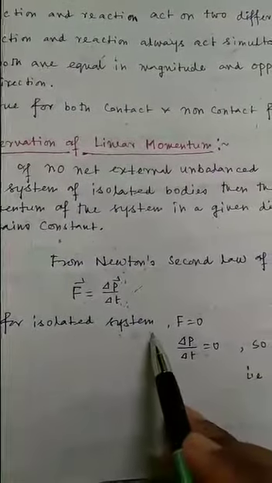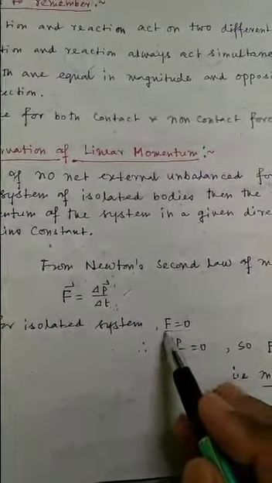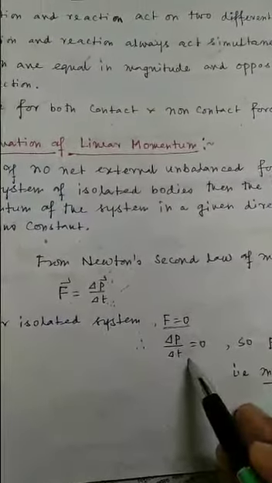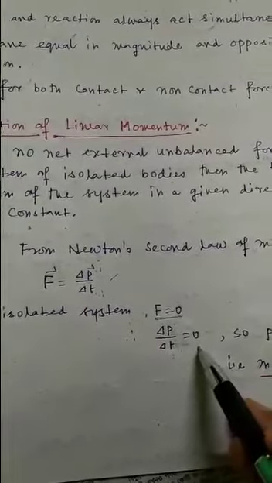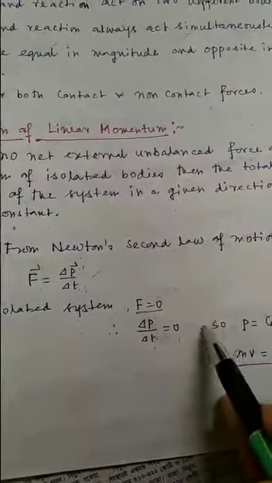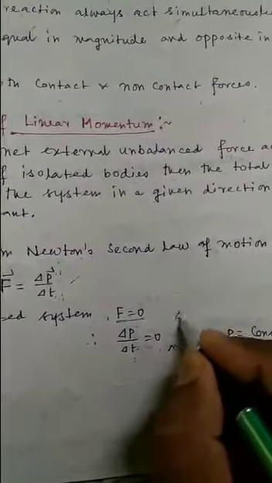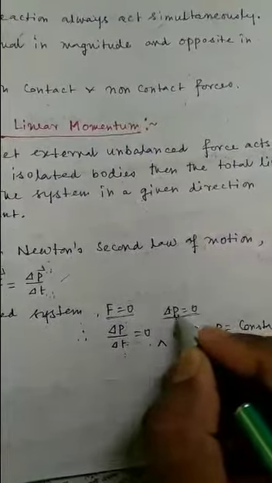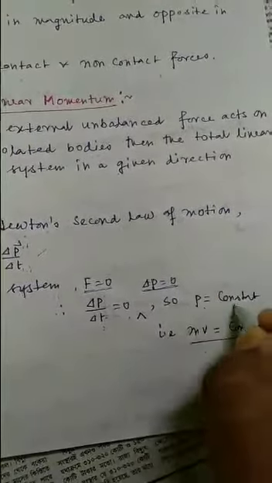For an isolated system, when no external force acts, we can put F equal to 0 in this equation. So what we get? The rate of change in momentum equals 0. If you cross multiply, what you get? Del P, that is, there is no change in momentum. Here you can write del P is equal to 0. That is no change in momentum. Del P means change in momentum. No change in momentum. Clear? That is, momentum is constant.